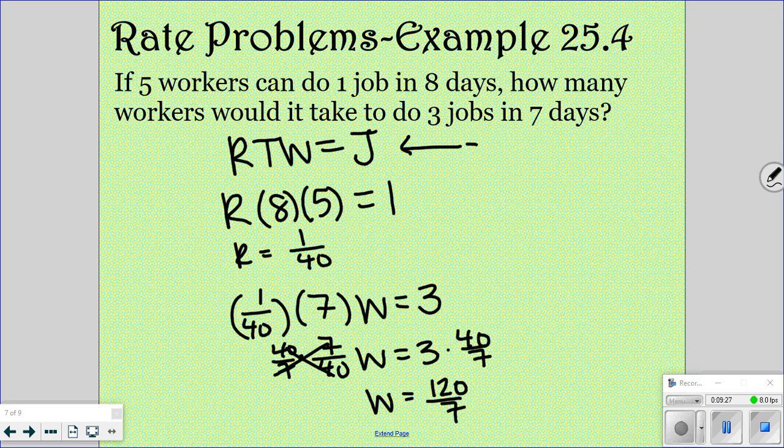It says how many workers. I know you can't possibly have a decimal fraction of a worker, but that's okay. The answer for workers is 120 over 7. That's what you put for your answer. So don't worry about the fact that you can't have a fraction of a worker. Just give the fraction answer and move on. Okay, we're going to look at one more.